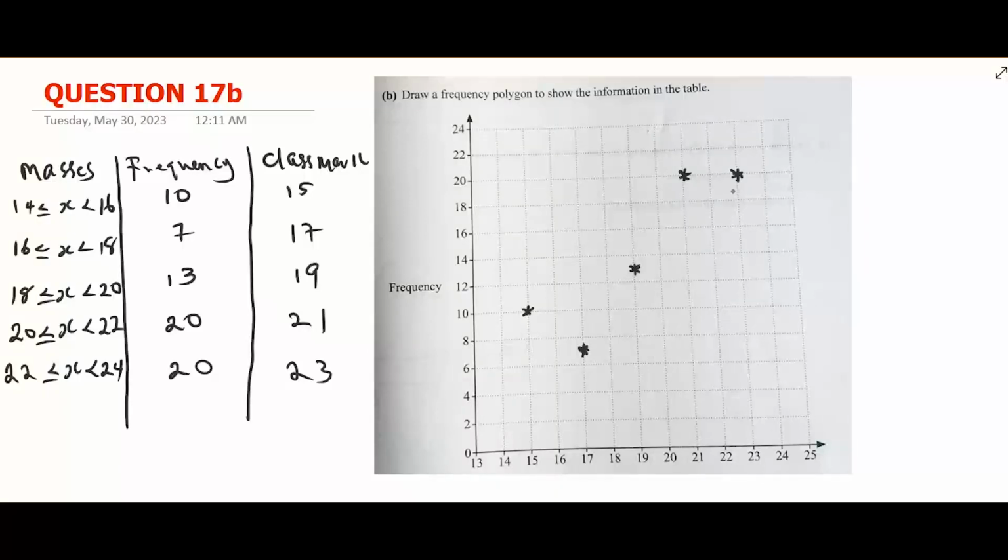So what is a frequency polygon? What is a polygon? A polygon must be a closed figure. So if you join this line together now, the first one will be this. Now let's join the points together from here to here, up here, up here, and up here.